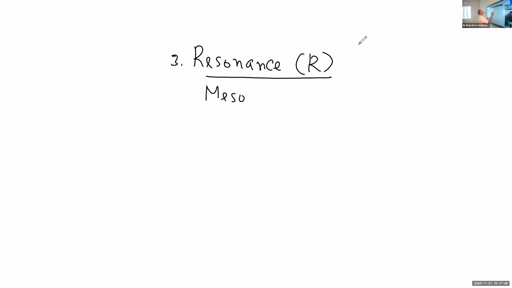Now you come to the third one. That's called resonance. We have already seen resonance, R. This is also known as mesomerism or the mesomeric effect. Resonance effect or mesomeric effect. You remember the term resonance, that is better.